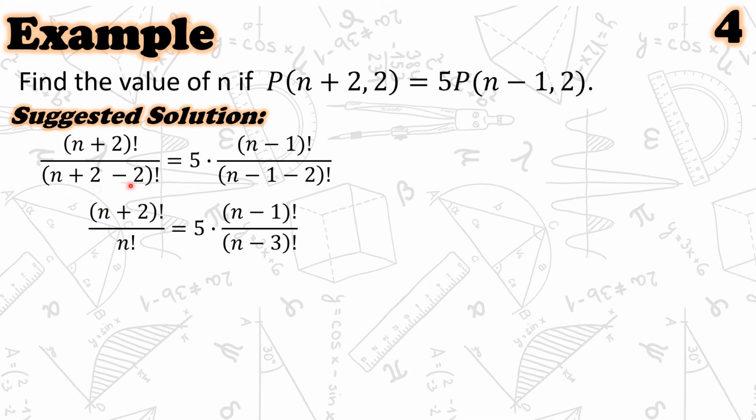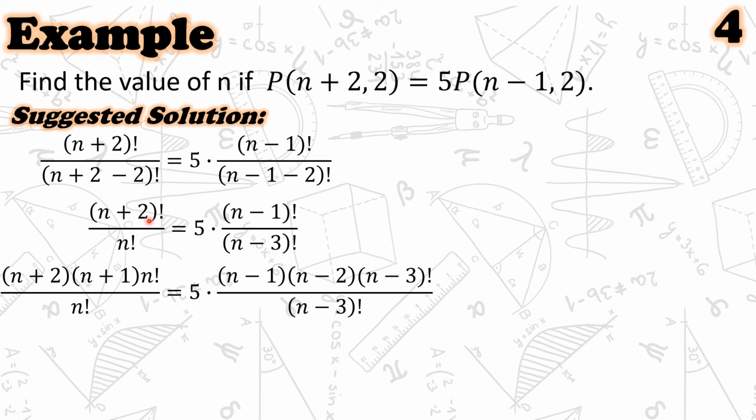n plus 2 minus 2 is equal to n. So in the denominator, on the left-hand side, we have n factorial. n minus 1 minus 2 is n minus 3. So we have n minus 3 factorial in the denominator on the right-hand side.